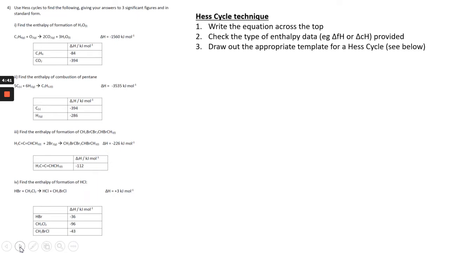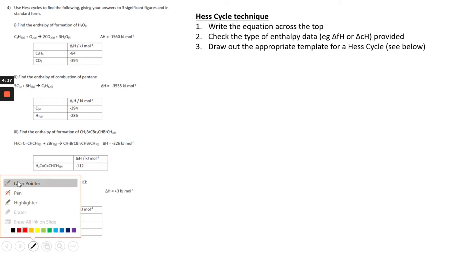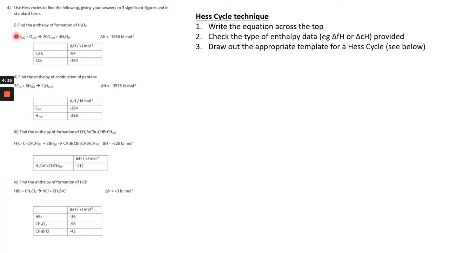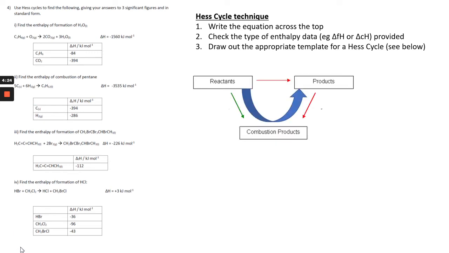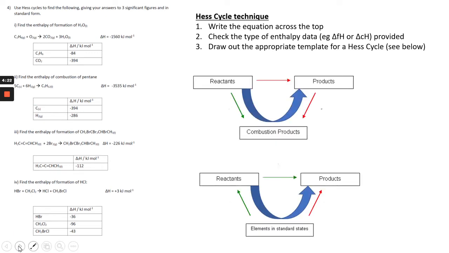So first of all, let's look at the technique. The technique is to write the equation across the top. So if I activate my laser pointer, there we go. This is the equation we're going to write across the top for a Hess cycle. You check the table for the type of enthalpy data, and then you draw the appropriate template. There's two options, so let's have a look at how we choose each option.